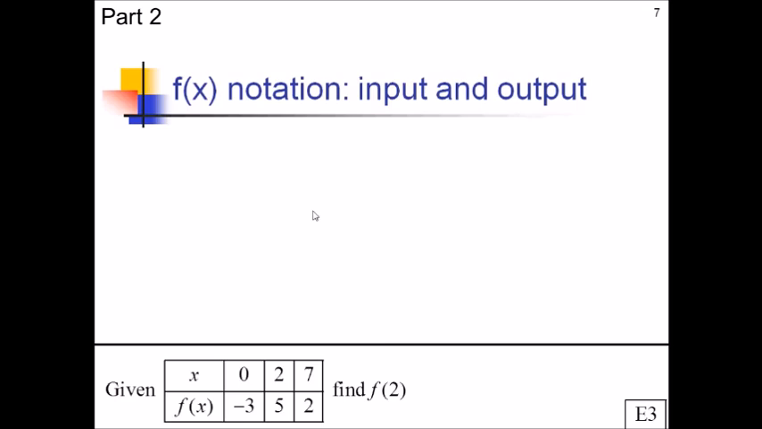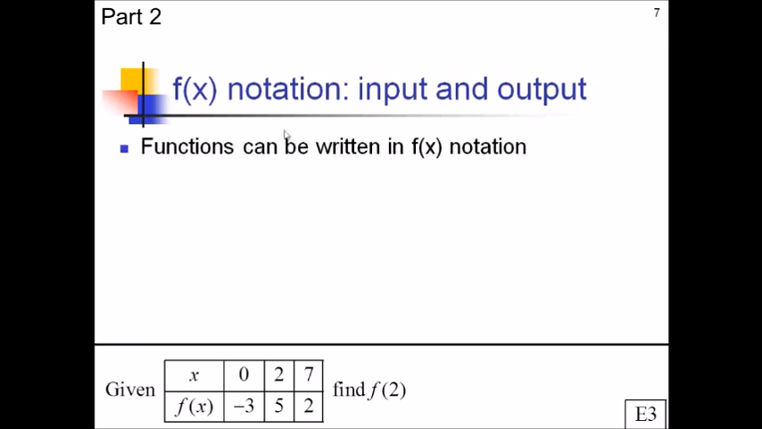We're going to shift gears a little bit to talk about f of x notation. This is how we represent functions algebraically. So this table here gives us some x values and some values for something called f of x, and they want us to find f of 2. Now it's important to note this is f of 2, not f times 2. This is not necessarily multiplication.